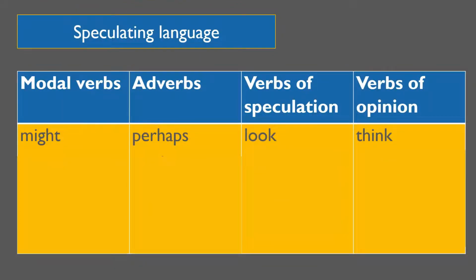So now we've got some ideas, let's think about language we can use to speculate. A great way to speculate is to use modal verbs. For example, they might be celebrating a birthday. We can also use adverbs like perhaps they're having a sleepover. We can use verbs like look. They look happy because they're smiling. And verbs like I think are great verbs for speculating. So I think they are feeling relaxed and happy.